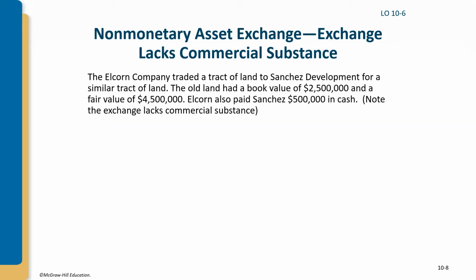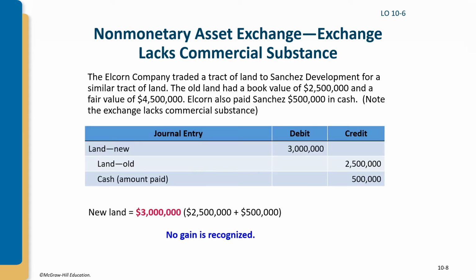Let's take a look. So now we have Elkhorn traded a tract of land for a similar tract of land. Well, they exchanged land for land. That lacks commercial substance. The old land had a book value of $2.5 million and a fair value of $4.5 million. Elkhorn also paid Sanchez $500,000 in cash. All right, when this happens, we'll credit cash for the $500,000.